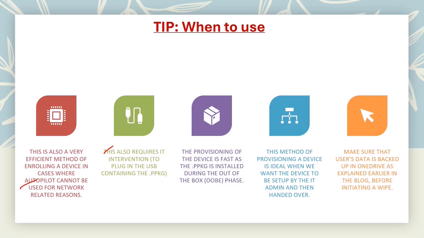That provisioning package or an image is going to always be there with the IT admin, which means that the IT admin will go to the device and plug in the USB, which is going to enroll the device and do Azure AD join. Meaning, if you are using this, keep in mind that somebody has to plug in the USB and IT intervention is required. The provisioning of the device is fast as the PPKG is installed during the out-of-the-box phase. So as we saw, the provisioning is very fast.